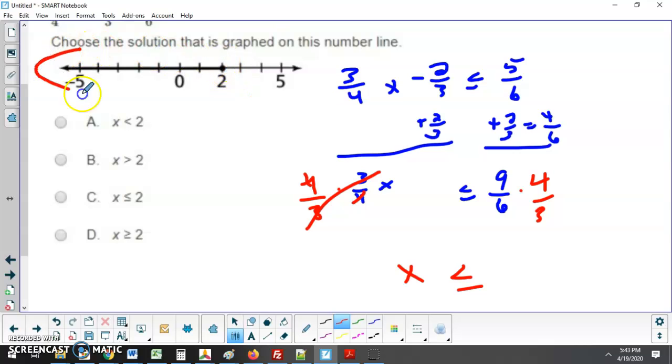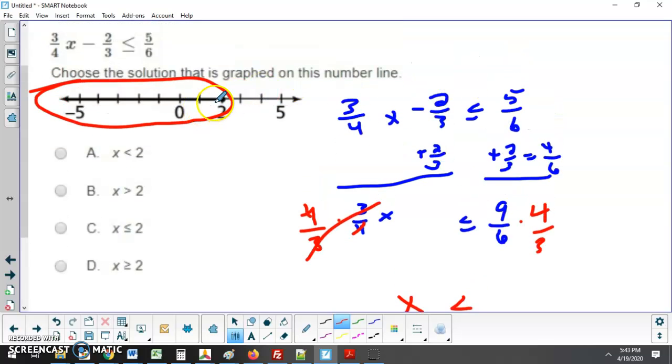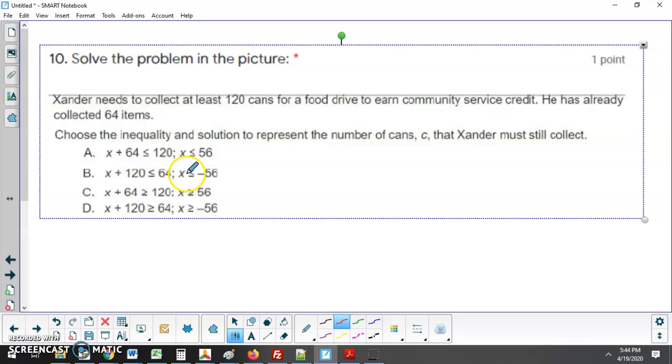And you can actually see this in the graph here. You didn't really need to solve this. x is less than or equal to 2. It's a darkened dot again, so you're going to be using less than or equal to because you're including the 2. All right, next one here.